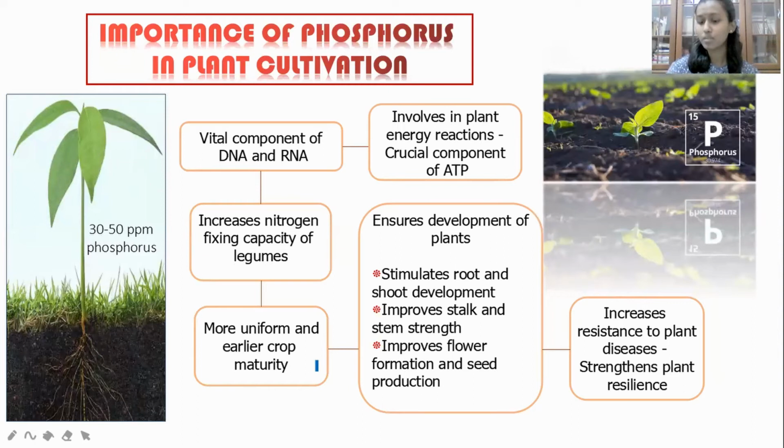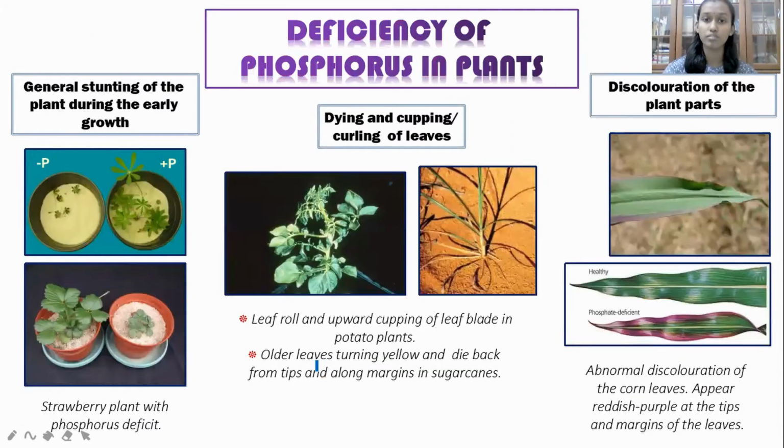Now let's see what will happen if there is a deficiency of phosphorus in plants. We can observe general stunting of the plants during their early growth when we compare them with plants that have an adequate supply of phosphorus. The one which lacks phosphorus will be 2 or 3 times smaller than the one that has a good supply of phosphorus. We can observe this in the strawberry plant as an example here.